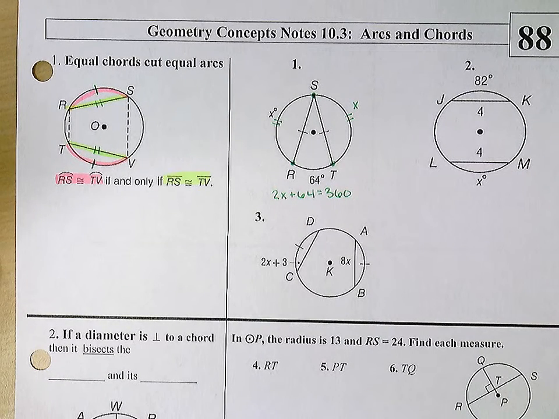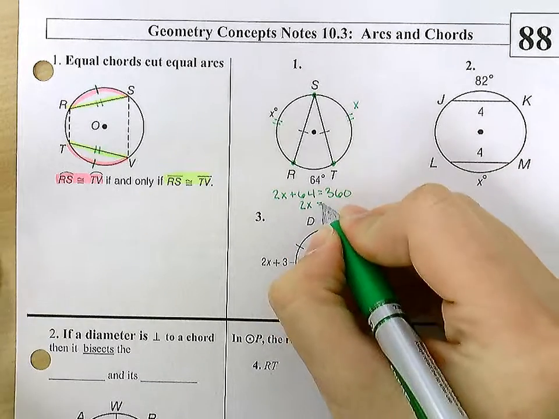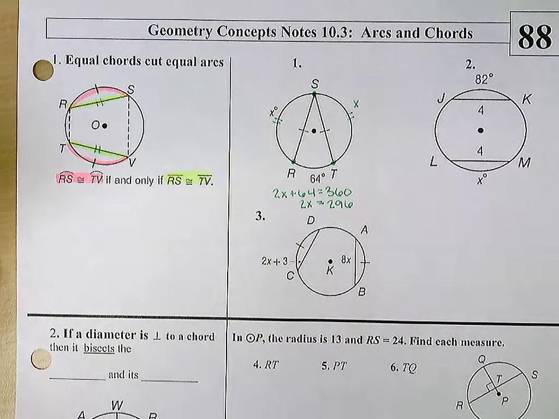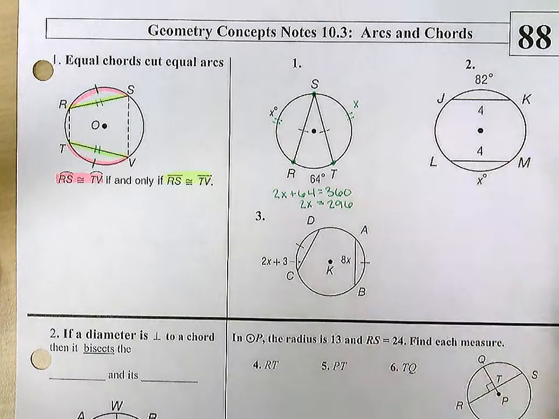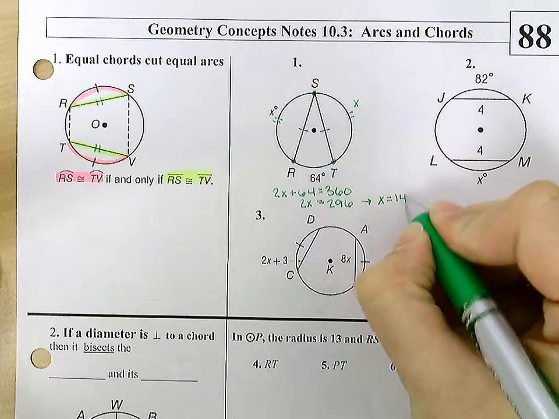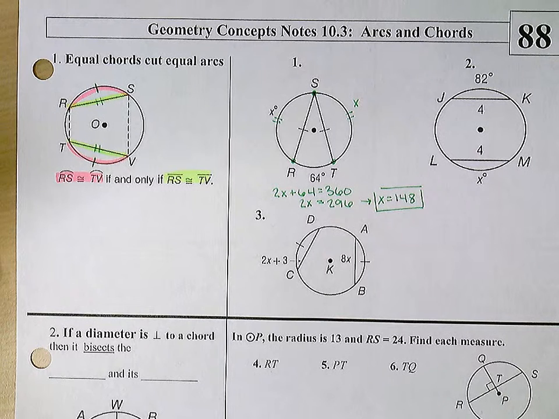Okay, so I have X plus X, so I have 2X plus 64 equals 360. So subtract 64. And then divide by 2. X is 148. Okay. So again, that was using those congruent chords and congruent arcs.